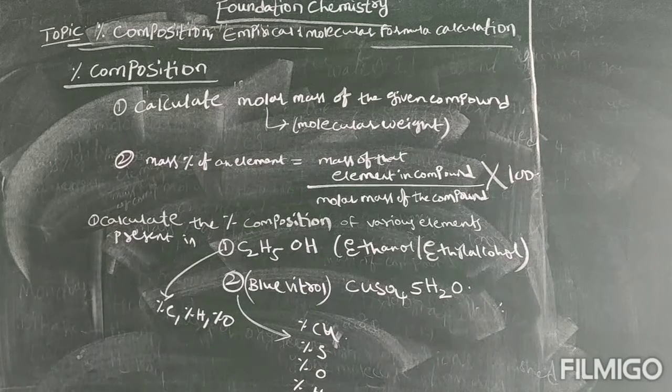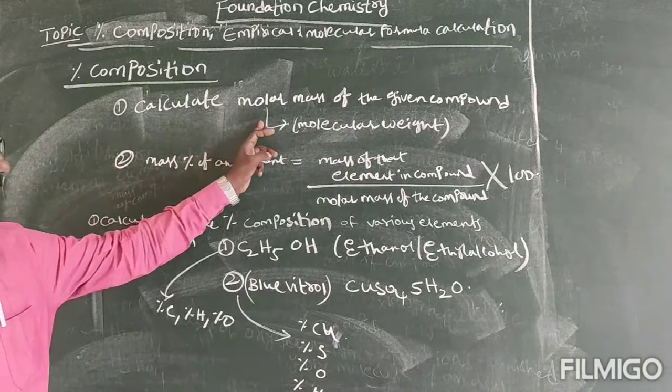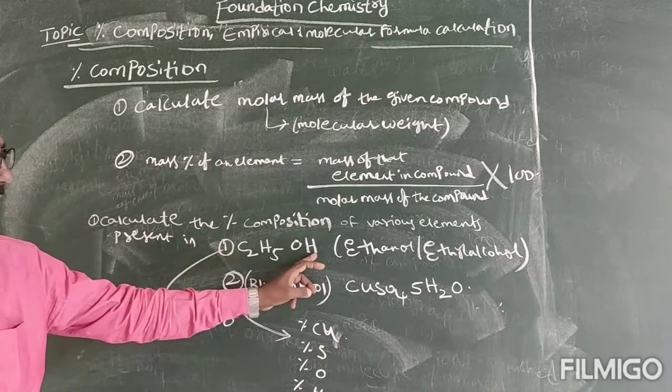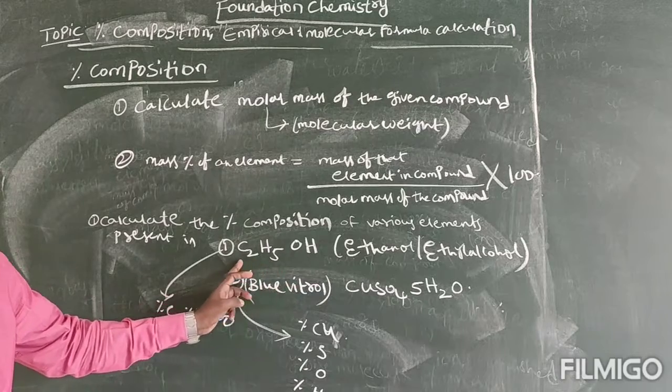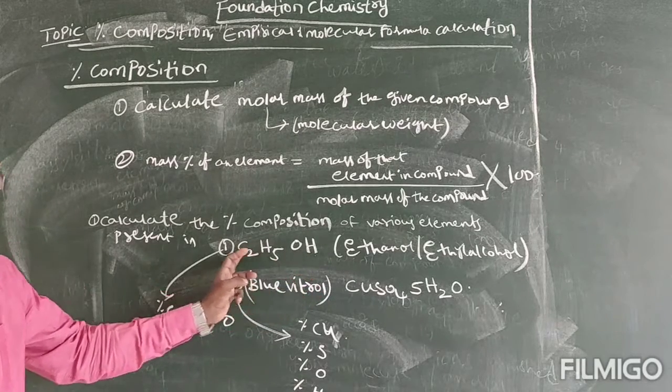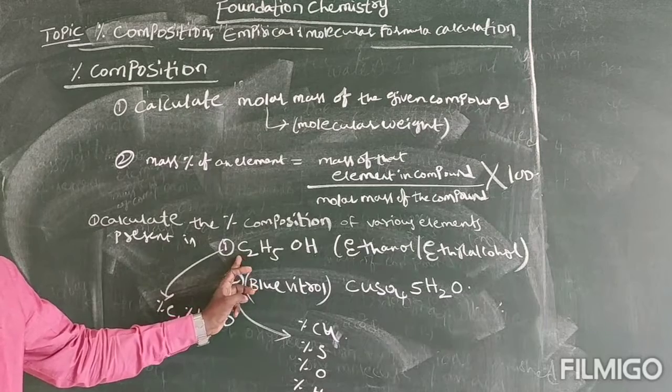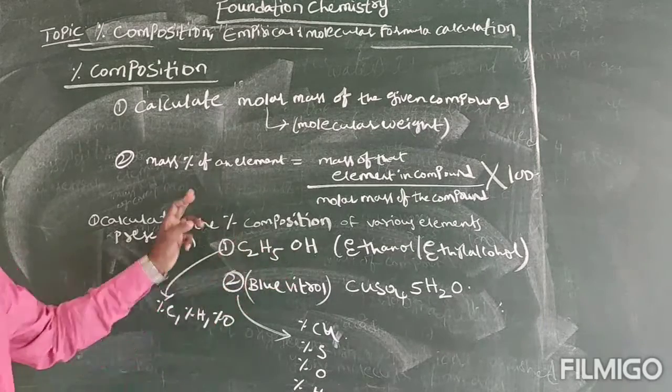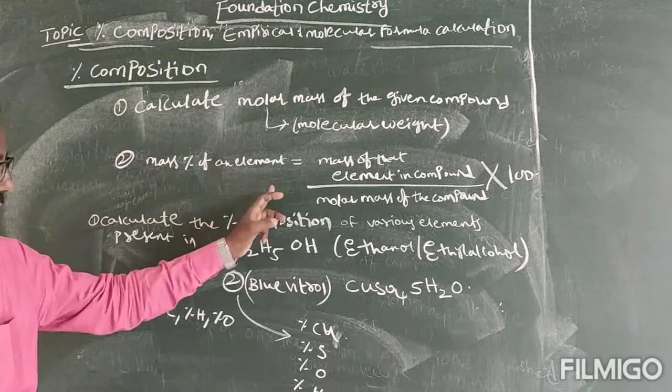So what does percentage composition mean? First you have to calculate how you will calculate the ethyl alcohol percentage composition. First you have to calculate the molecular weight of the total, and next you should know the atomic weight of carbon, hydrogen and oxygen, and then write this formula and do it.